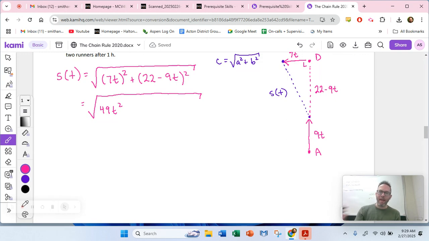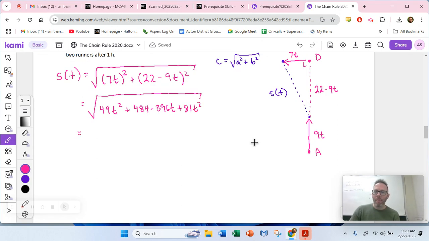And then we have to expand this perfect square trinomial, which I'm doing with my grade 11s, recognizing that perfect square trinomial pattern. So 22 squared. I don't personally know 22 squared. 484. And then we're going to have 22 times negative 9t, and then double that. 22 times 9 times 2. So minus 396 times t. And then minus 9t times minus 9t, 81t squared.